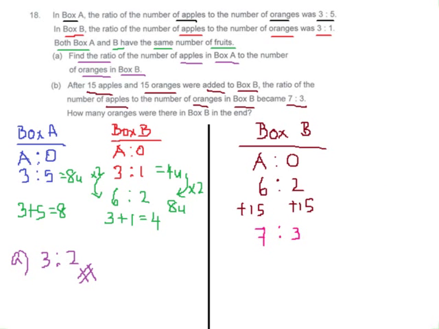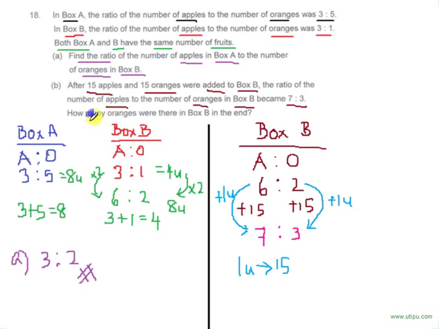7:3. So looking from here, we can see that from 2 units to become 3 units, there was an addition of 1 unit. From 6 units to become 7 units, there was also an addition of 1 unit. So we can actually see from here that 1 unit is equivalent to 15.